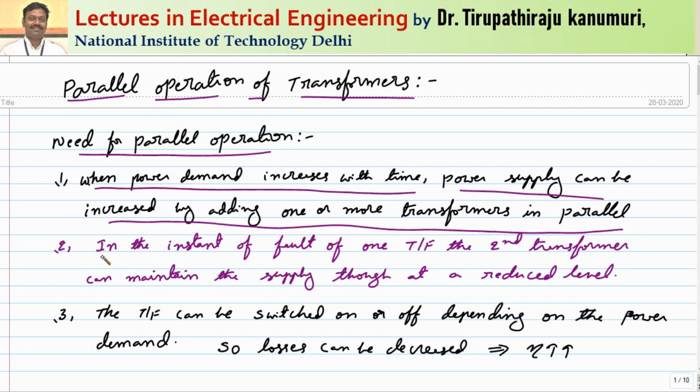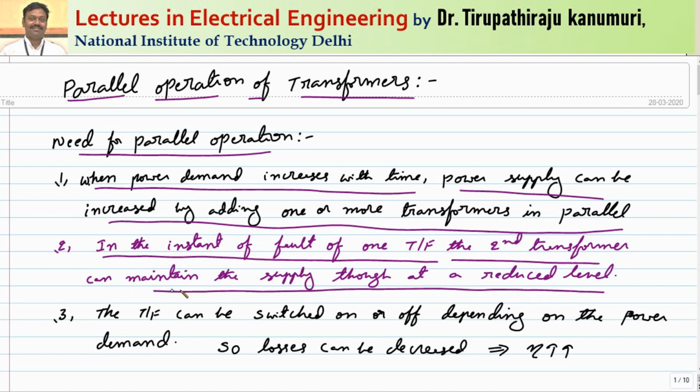And there is one more advantage: in the instance of a fault in one transformer, let us assume a fault happens in some transformer such that the Buchholz relay is operated due to some internal fault, then the second transformer can maintain the supply, though maybe at a reduced level. At least some part of the power supply can be retained even if one transformer is disconnected. If the entire area is supplied by a single transformer, the entire area will be disconnected. That is a disadvantage.